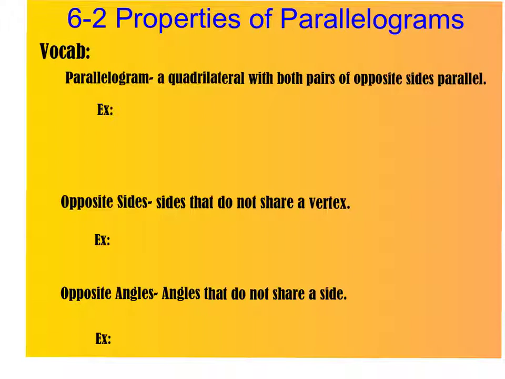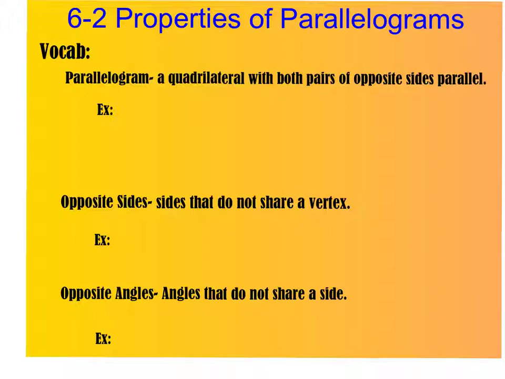So the first thing we need to do here is go through some vocabulary. So please make sure you get each of these words and examples written down into your notes. Our first vocabulary word is parallelogram, and a parallelogram is a quadrilateral with both pairs of opposite sides being parallel.